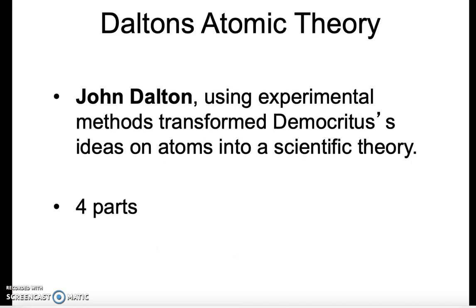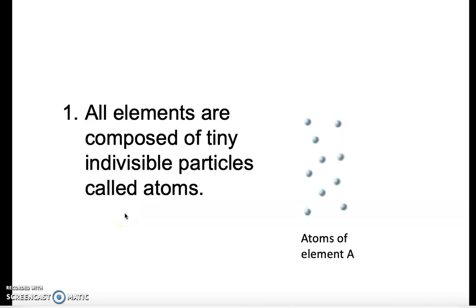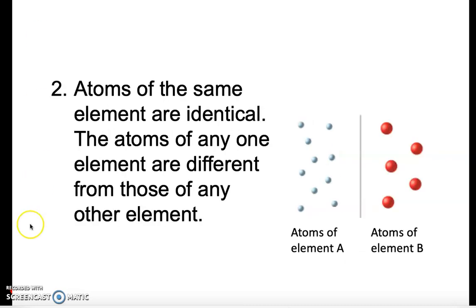Okay, John Dalton, using experimental methods, transformed Democritus's idea on atoms into a scientific theory. And he had four parts to it. Some books say five, but there's four main parts. Okay, the first part is all elements are composed of tiny indivisible particles called atoms. All right, the second part is atoms of the same element are identical. The atoms of any one element are different from those of any other element.